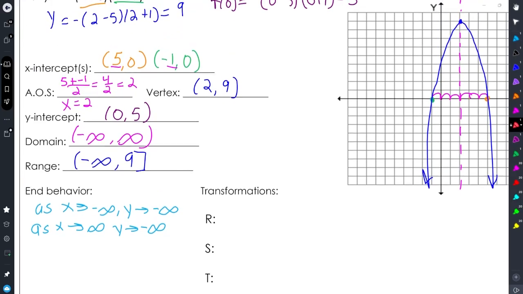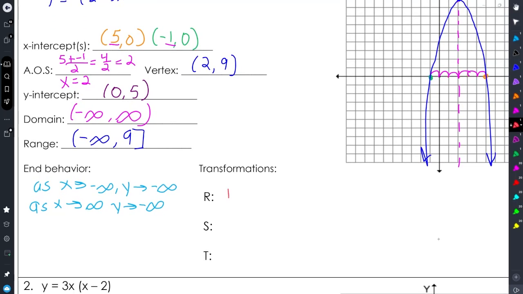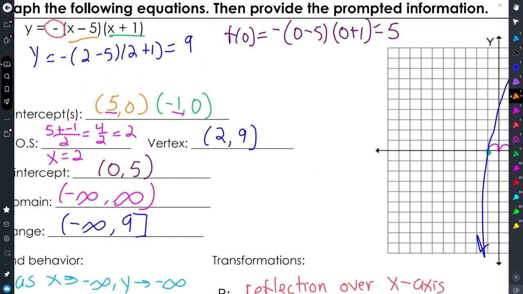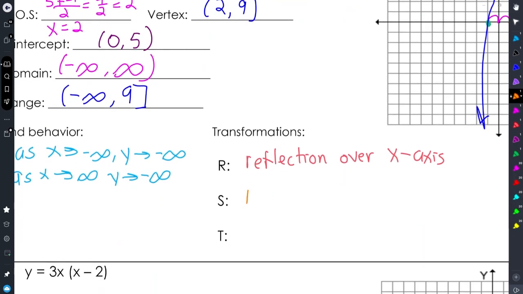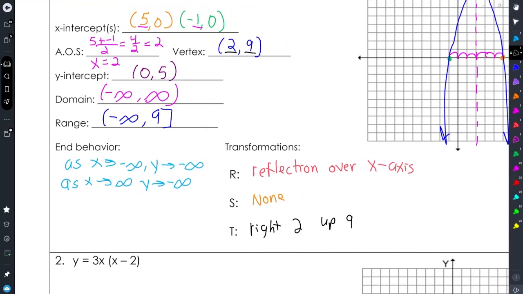Then RST, our transformations, we do have a negative in front, so we do have a reflection over the x-axis. Right, for our shrink or stretch, there's no number in front, so it's invisible 1, so there's no shrink or stretch. For our translation, we're going to use the vertex. That's a positive 2, so it's right 2 and up 9. So that would be your transformations.